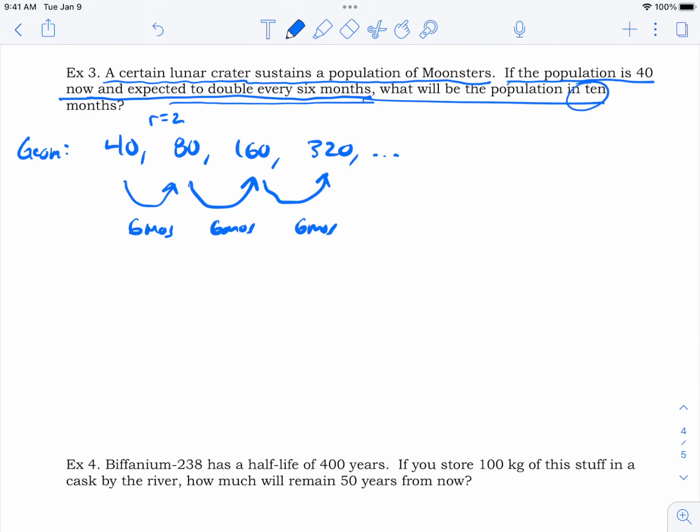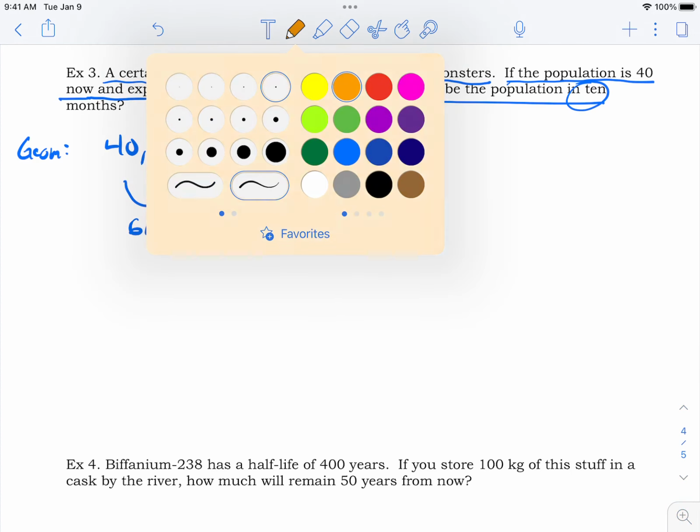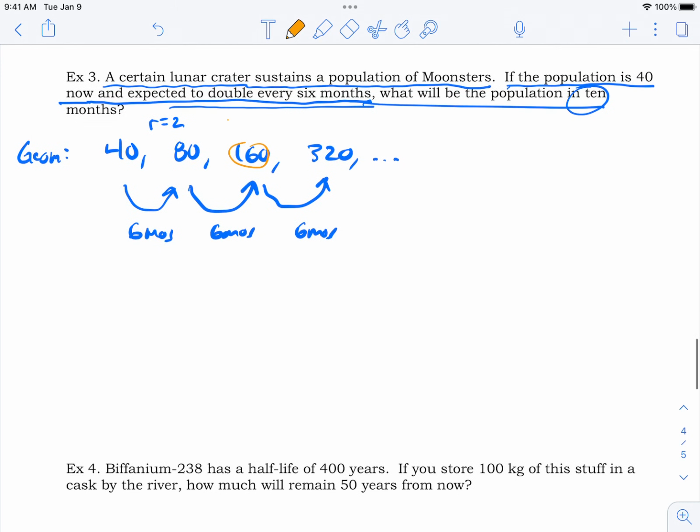What do you mean 10 months? Where's 10 months? It's not quite that far, right? That would be 12 months. So it's got to be something kind of like 120, 130, something like that. You have to kind of guess a little bit, okay? This is the big difference between geometric and exponential functions.